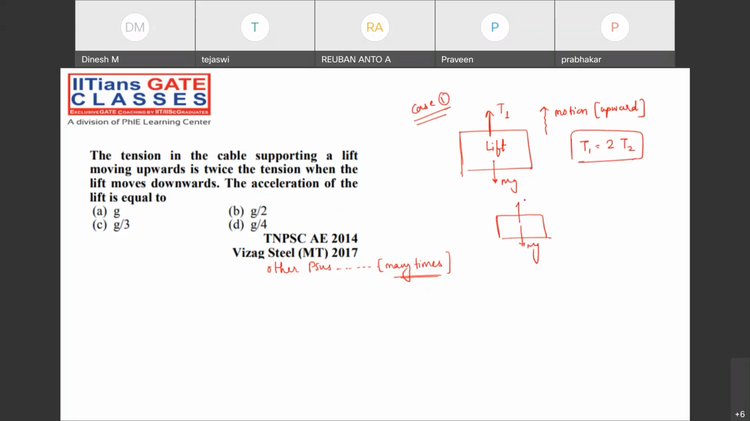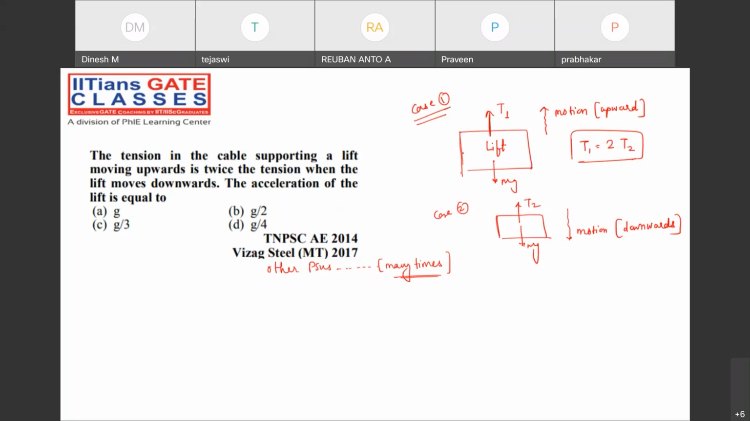mg, T2, this is case 2, when the motion is happening in the downward direction. What they are asking is, what is the acceleration of the lift? They are asking what should be the acceleration, my dear friend, for this particular question. Tell me, guys. Even though we have different tensions right now, they are asking the common acceleration of the lift.